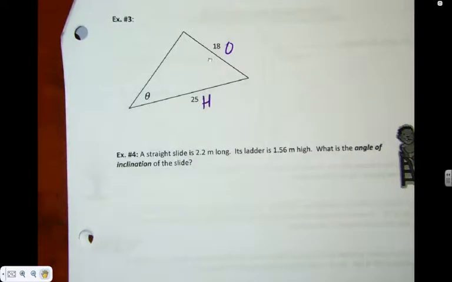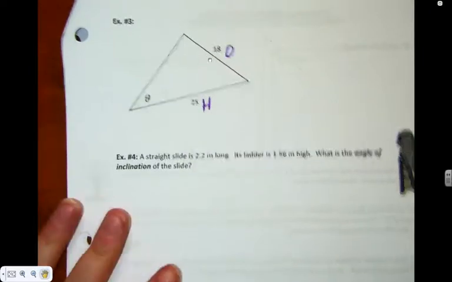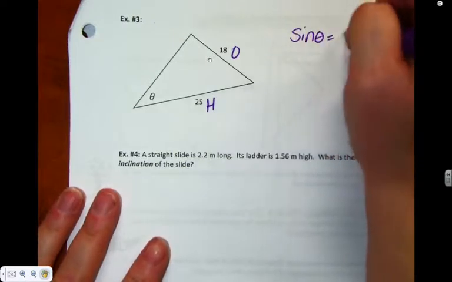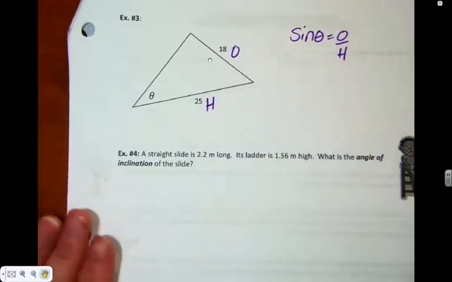Do we agree H and O? SOHCAHTOA? Sine? Filling it in?